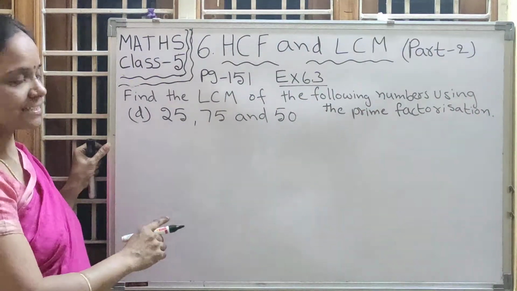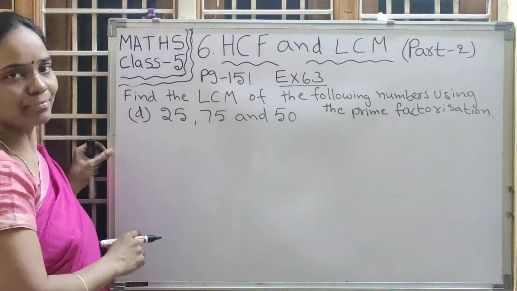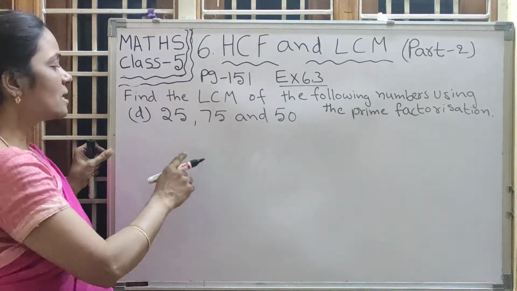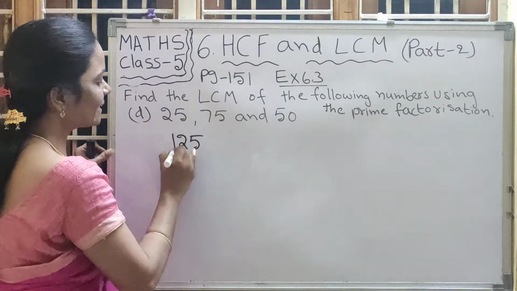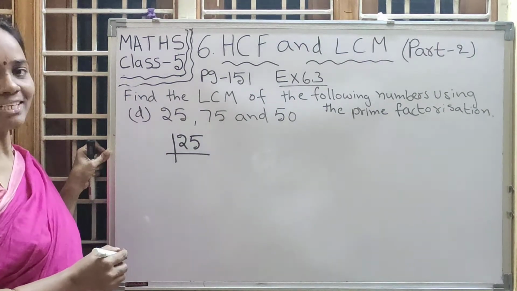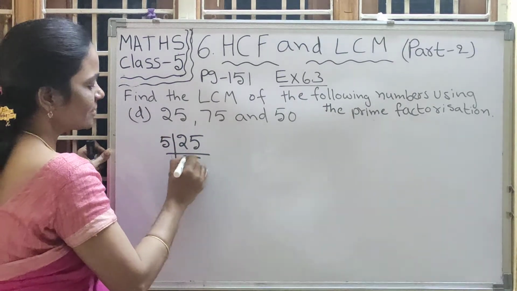Now take the next bit. Yes, 25, 75 and 50. 3 numbers. I am going to take 3 numbers. So prime factorize them. First 25. Take 25. How many times? Do we get 25 in the 2 table, children? No. 5 table only. 5 5s are 25.